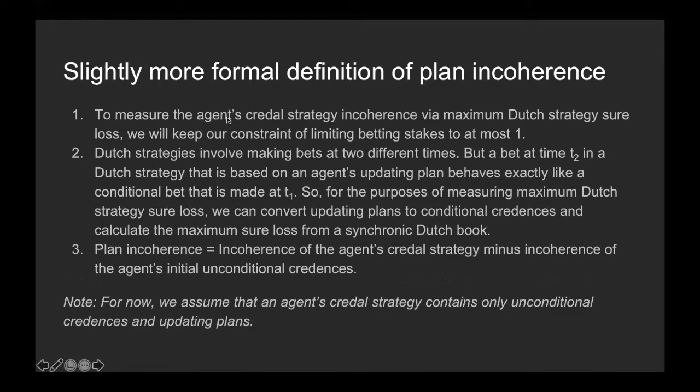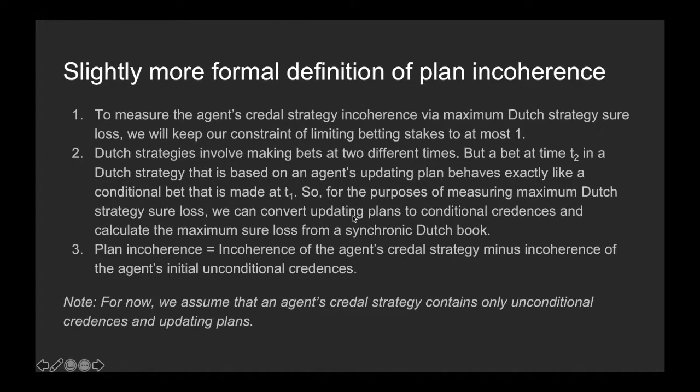So to make it a little bit more formal, we're going to measure the agent's credal strategy incoherence via this Dutch strategy measure, where we keep all betting states at most one. So that's all comparable, right? So we're going to say, okay, how can we Dutch book this agent in the maximal way, taking all their updating plans and their initial credences together? We don't have to do this Dutch strategy thing, right? We can convert the agent's updating plans into conditional credences, and then we can just make it into a synchronous Dutch book, which is just a little easier for calculation purposes. But we just get an equivalence there.